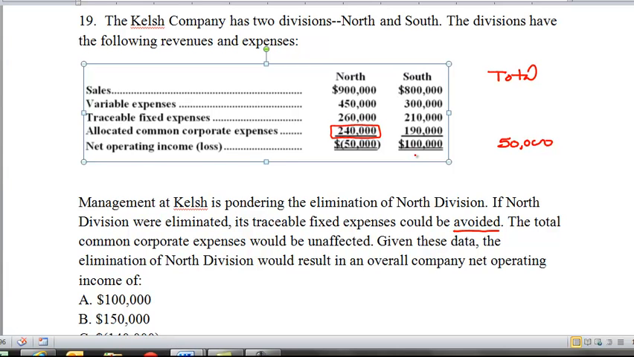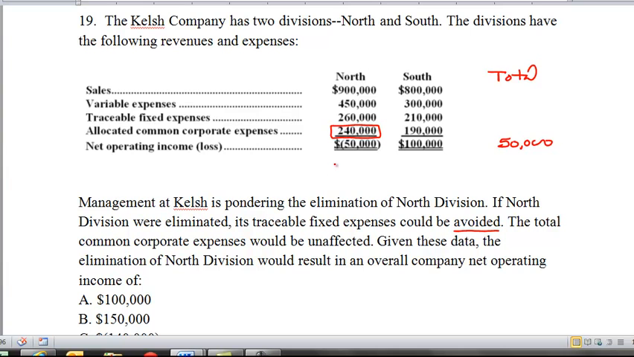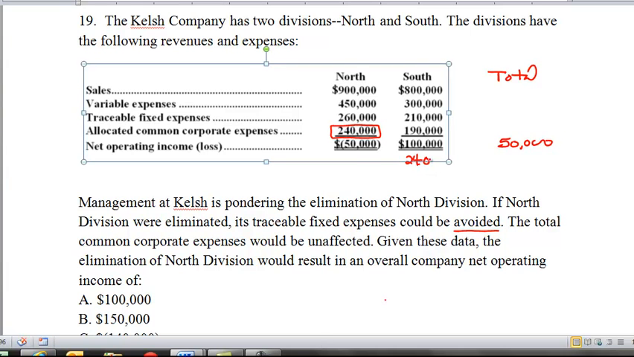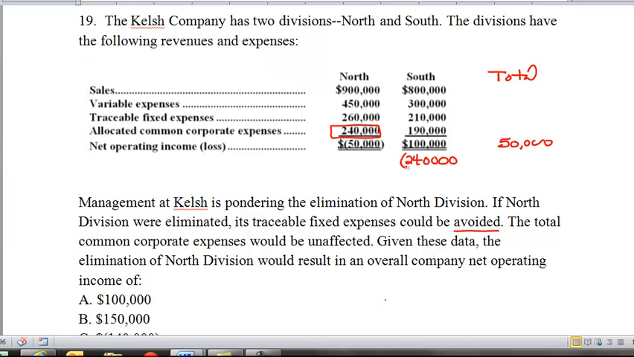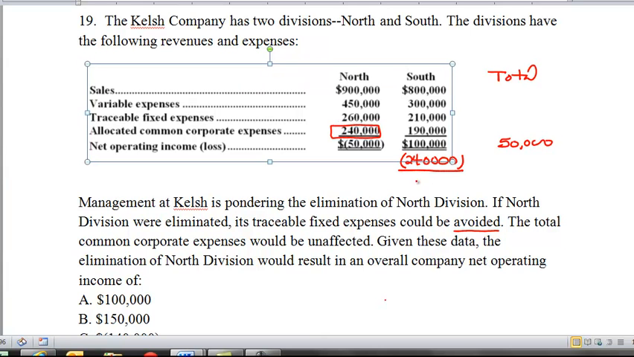Well, South currently has $100,000. If we eliminated North, it would have to absorb $240,000 of expenses, which would give us a new net loss of $140,000. So we went from $50,000 profit, even though North was losing money.